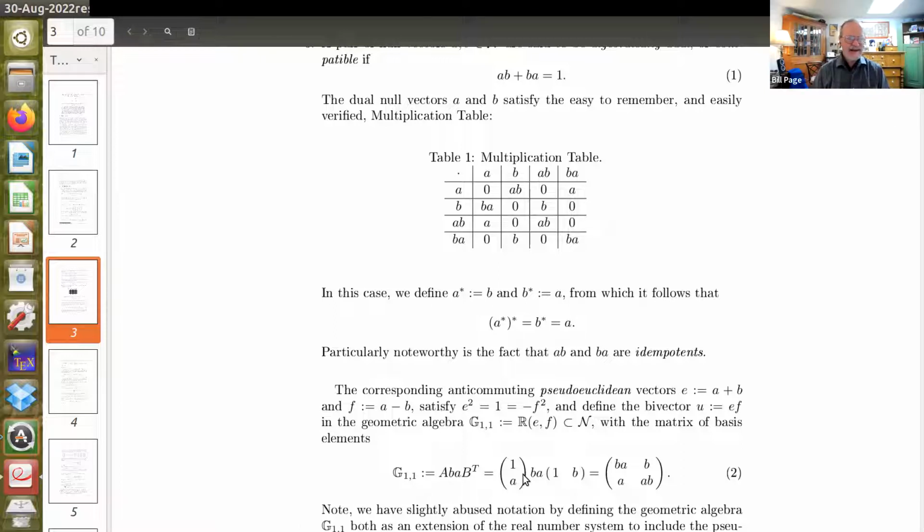So what you'd like, I think, to insist is that you have no definition of grade here. That this is nothing to do with grades, right? Well, no, I'm going to introduce grade very quickly. Look down here, F is equal to A minus B, and E is equal to A plus B. Now if you calculate using these rules in this multiplication table, you find that E squared is equal to 1, and F squared, which we identify as A minus B, is equal to minus 1.